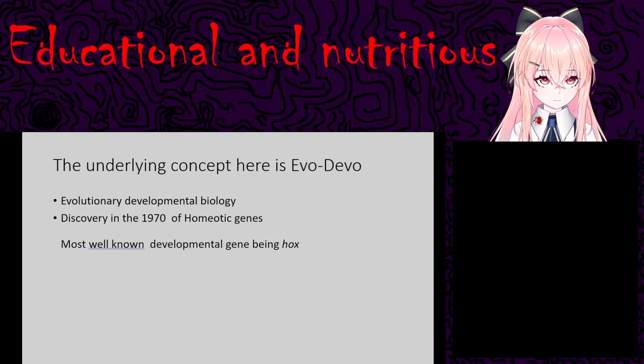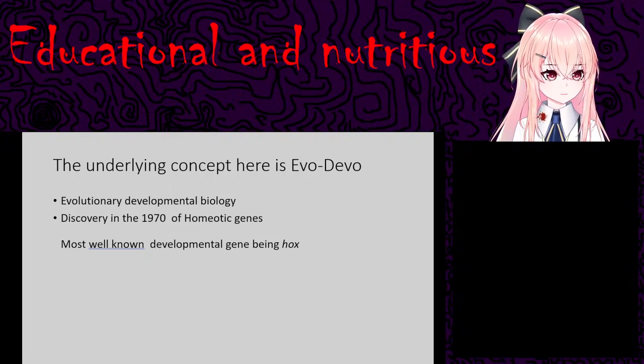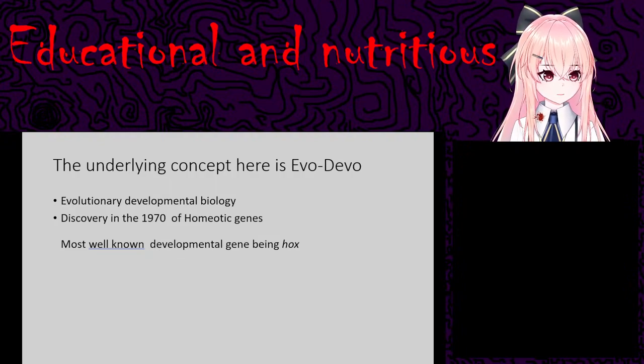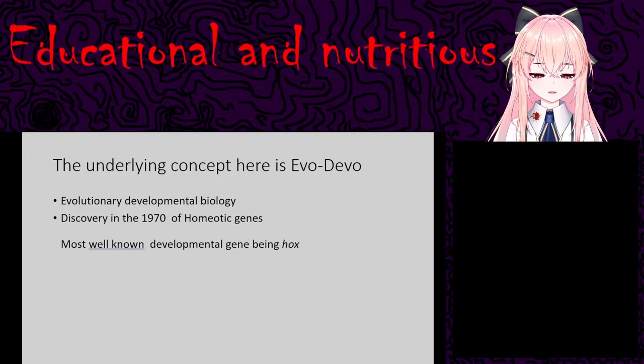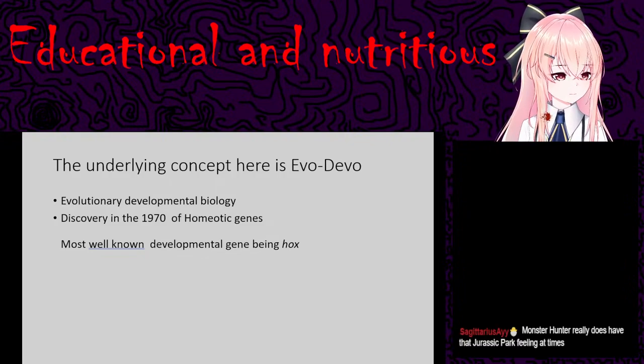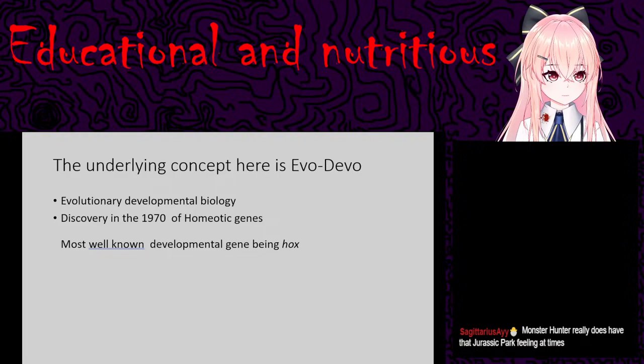Like, Charles Darwin himself made some supposition that things were related one to another due to development that was somewhat similar. But we didn't exactly have something concrete.